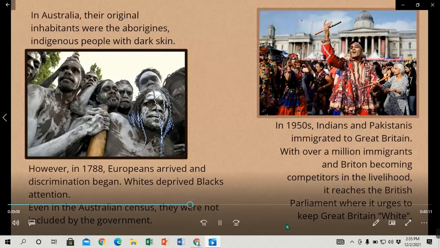So it reaches the British Parliament, where it urges to keep Great Britain white. So the British people living in Great Britain brought it to the British Parliament, where they demand and urge the government to keep Great Britain white, keeping these people, or any immigrant black people, away from their country.